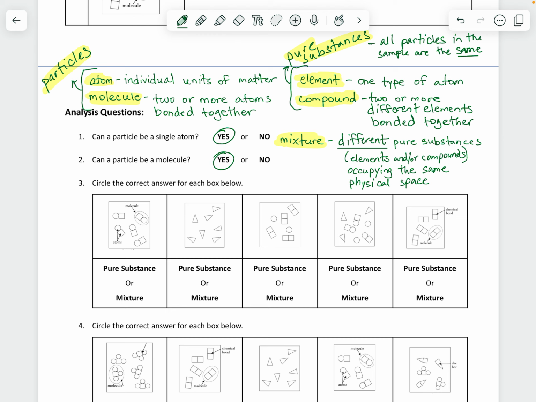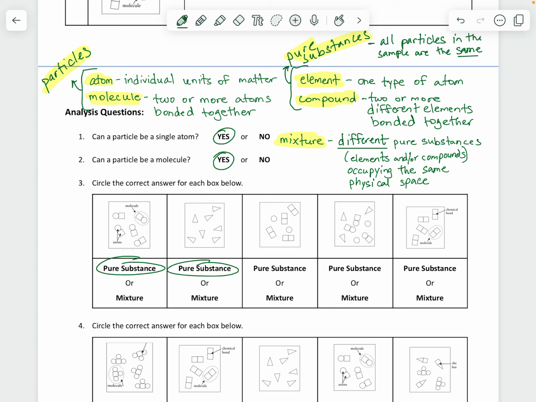Over here, we wanted to circle the correct answer for each box below. Remember, pure substances are either elements that are all the same in the same space in a sample, or compounds, right? Now, in this case, it was a compound, a square and a circle element, whatever those might be. Those are 2 different elements that are chemically bonded, which means that is a compound. Now, that is the only thing that's in that space, which means each combination is the same as each other, so I have a pure substance.